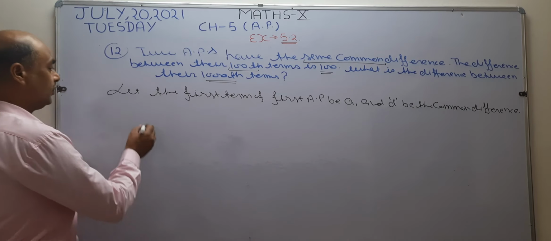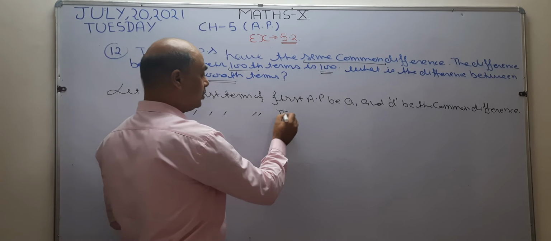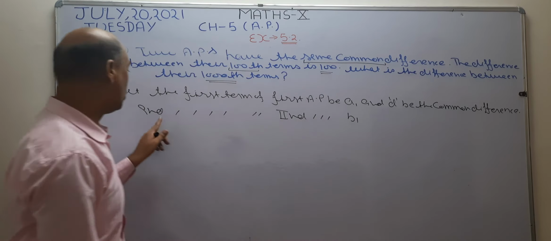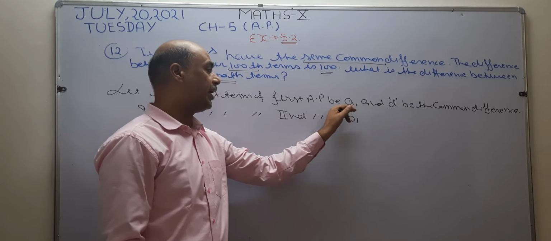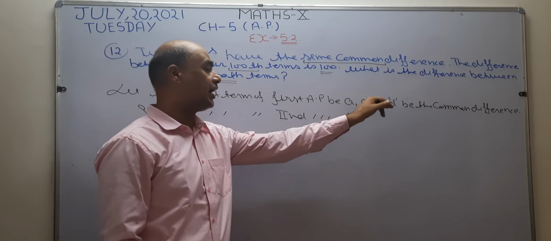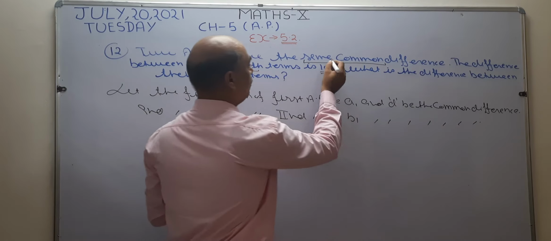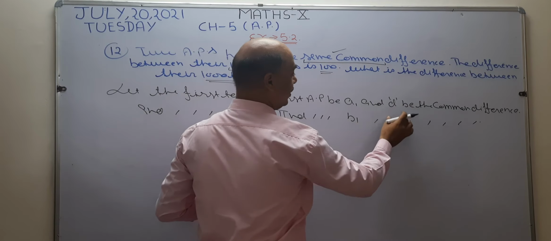In the same way, let the first term of the second AP be B1. So the second AP is going to be B1, B2, B3, B4 and so on. Because it is given that both APs have the same common difference, D is the common difference of both the APs.